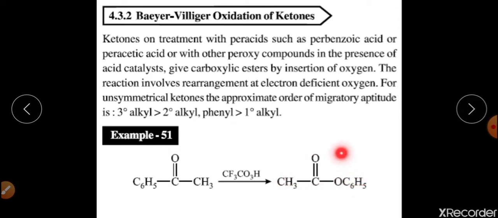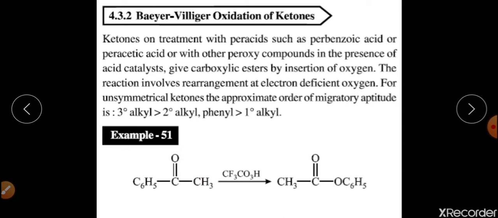This is a particular reaction, called the Baeyer-Villiger oxidation, and this reaction is synthetically very important, because in this reaction the migratory aptitude will tell you about the product, that which product will be synthesized if we talk about the unsymmetrical ketone. For example, this is a case of an unsymmetrical ketone.